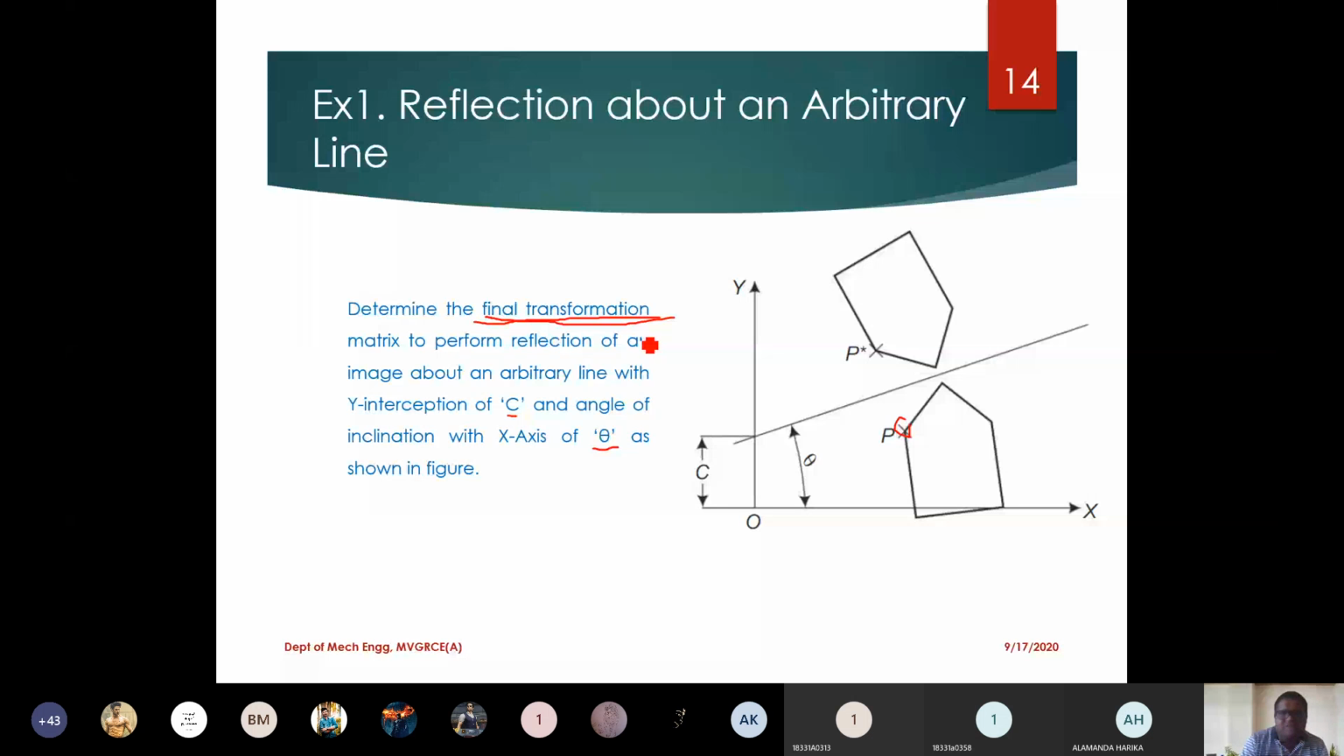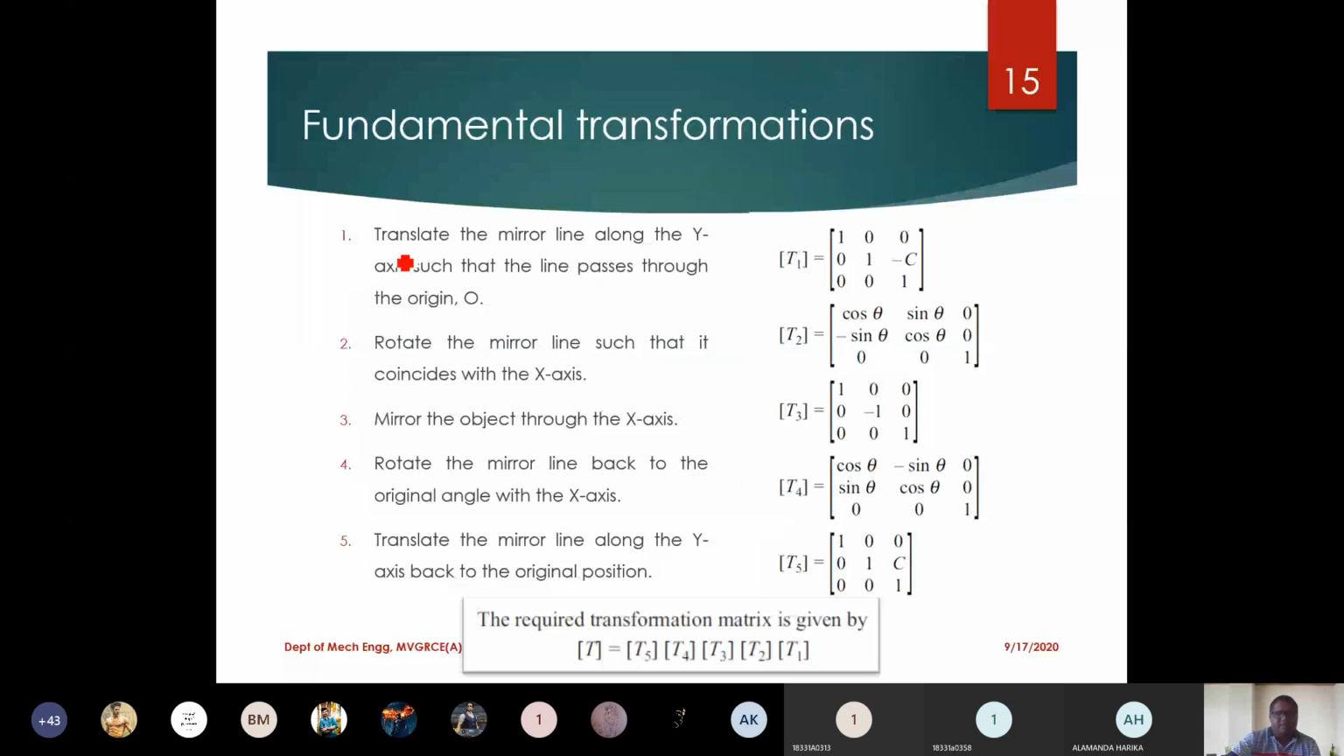So how do you perform this one? It's simple. As I told you, first the overall advanced operation is divided into five fundamental operations. First one is to translate the mirror line along the y-axis such that the line passes through the origin O.